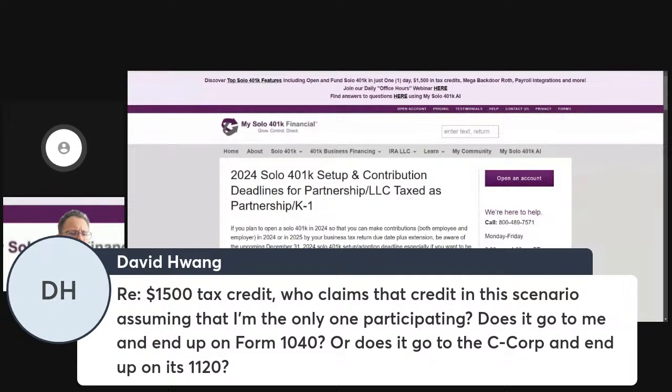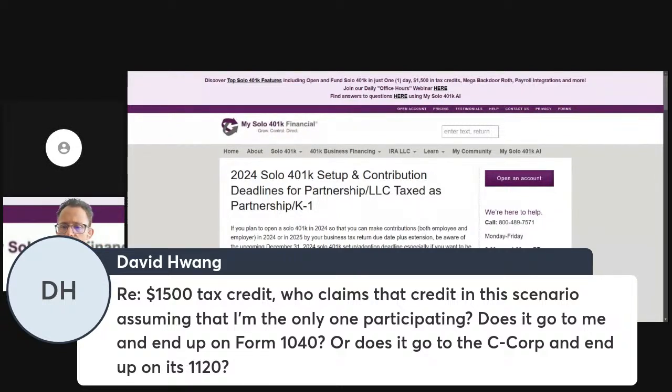Okay, it looks like David has another question here regarding the $1,500 auto contribution credit. Who claims that credit in this scenario, assuming that I'm the only one participating? Again, it's going to be the business, not you. The auto contribution credit is claimed by the business. So we have a walkthrough that we provide to our clients that they can share with their CPA when completing that Form 8881. And it also talks about how to report it on that business tax return.